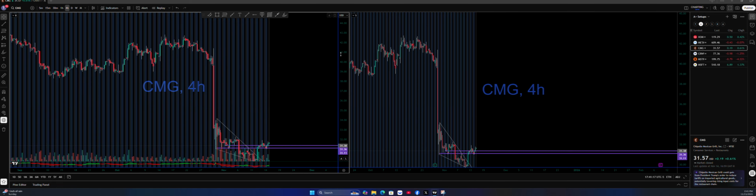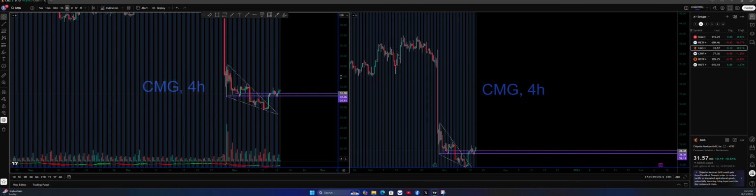This I am swinging. I'm already in this. This is Chipotle. We were in this downward wedge, which eventually breaks bullish. I didn't catch the initial breakout. I caught the retest of this purple line. So I'm currently in that.